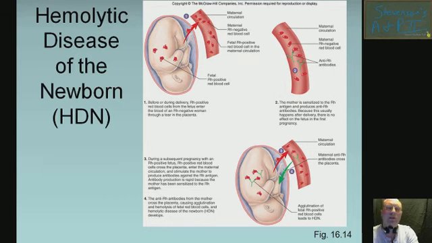Not a guarantee, but sometimes, or most of the time, it happens during giving birth. During a subsequent pregnancy with an Rh positive fetus, the Rh positive red blood cells cross the placenta, enter the maternal circulation, and stimulate the mother to produce antibodies against the Rh antigen. Antibody production is rapid because the mother has been sensitized to the Rh antigen. The Rh antibodies from the mother cross the placenta, causing agglutination and hemolysis of the red blood cells of the fetus, and hemolytic disease of the newborn develops.